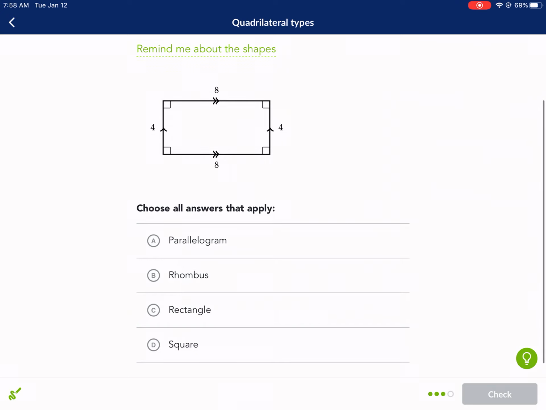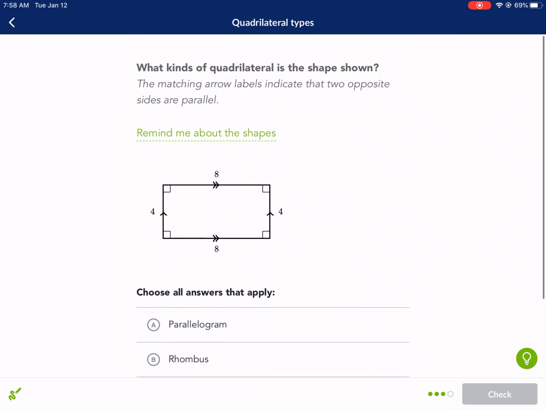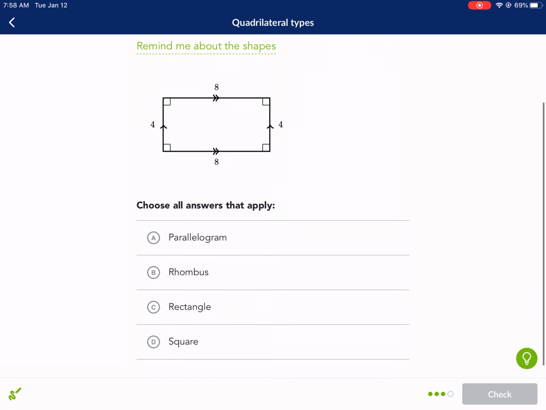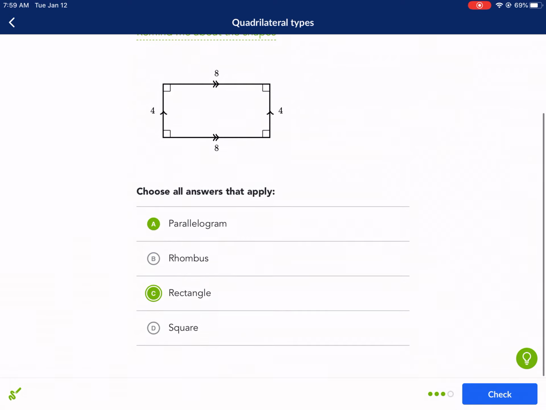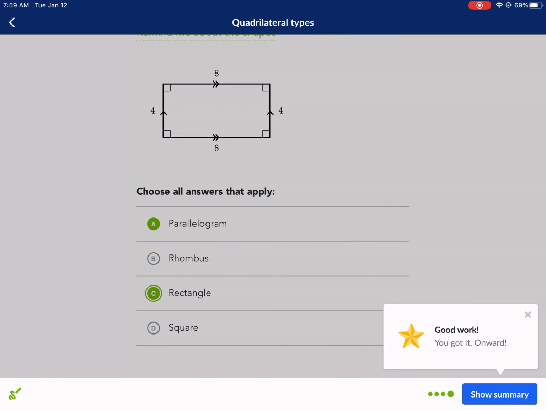Okay, remind me about the shapes. Oh, never mind. What kind of quadrilateral is the shape shown? So we have a parallelogram, opposite sides are parallel. It's not a rhombus because the sides are not congruent. It's a rectangle because all angles are 90 degrees. And it's not a square because all sides aren't congruent. So we're going to check our answer. We got 100%.